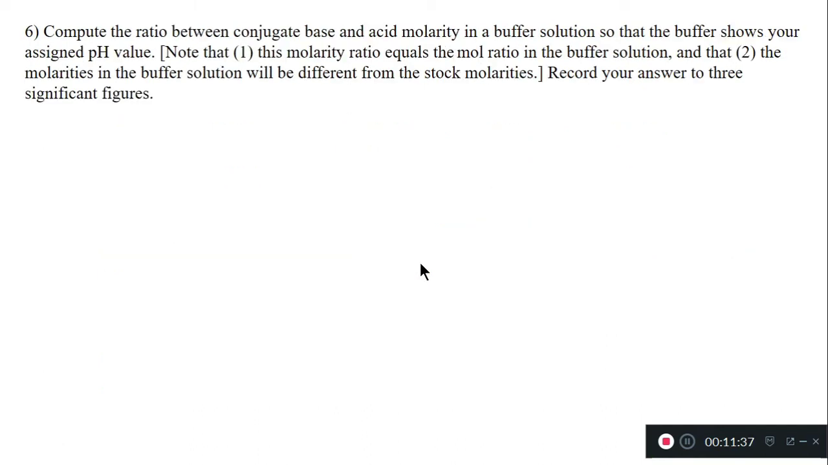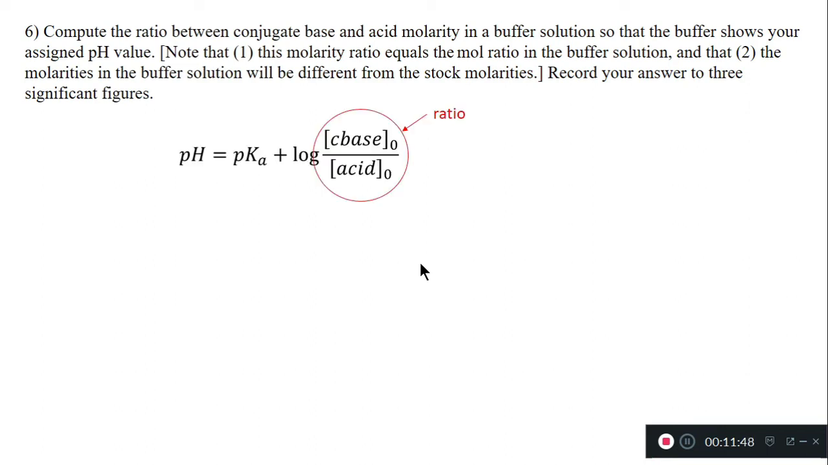Now we're going to actually start talking about making the buffer. I want to make a buffer with a target pH, in my case, of 5.80. And so when we say the ratio, we mean the ratio of the conjugate base concentration to the weak acid concentration. And of course, when I mix them, I'm going to have some dilution from mixing the two, so I have to take that into account for these.